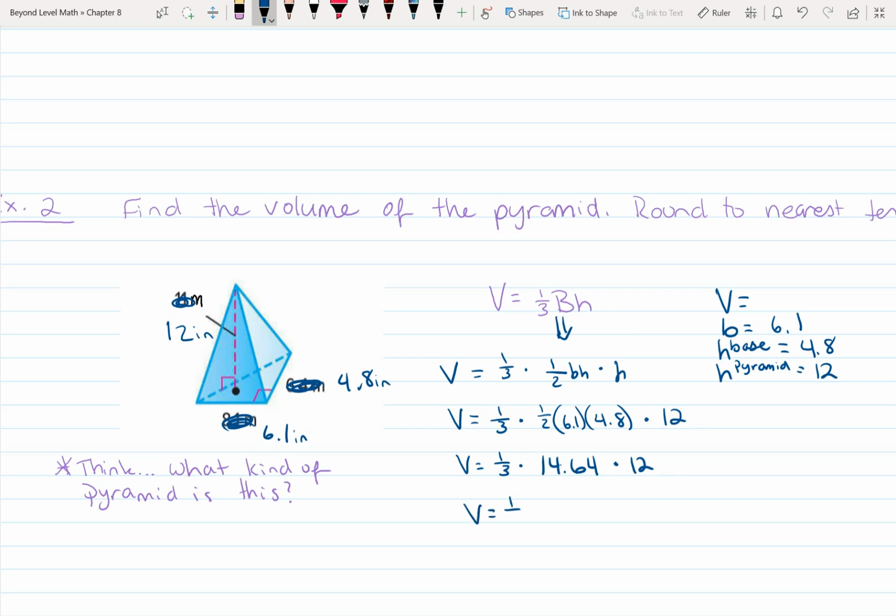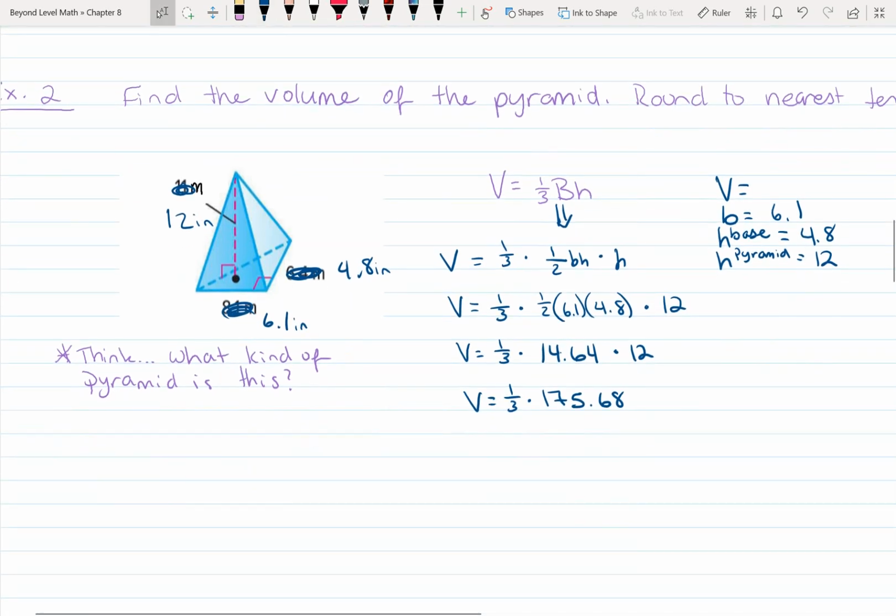So V equals 1/3 times 175.68. Now I'm going to multiply that by the 1/3. Again, keep the 1/3 a fraction. Do not convert it to a decimal. You will get 58.56, and it says round to the nearest tenth. So it is 58.6 inches cubed.